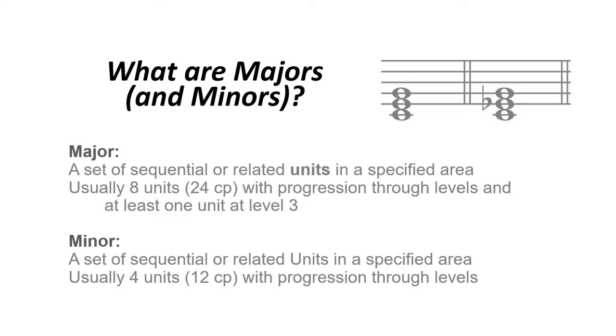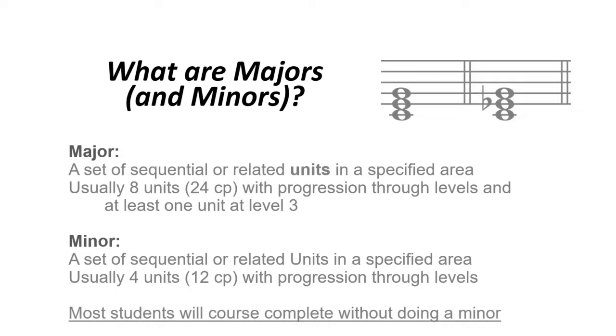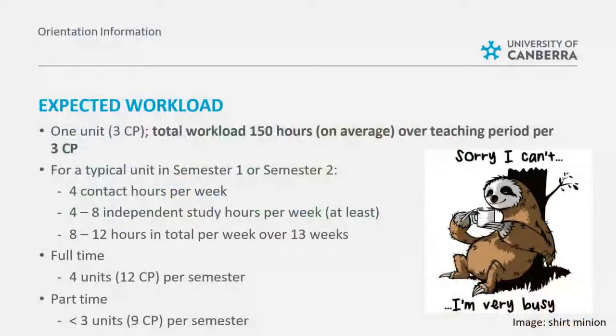We have particular requirements within the Bachelor of Science, Environmental Science that mean you'll actually complete more like 3 majors instead of any minors. However, you may hear references to older courses that do make use of minors, so you'll know what they are now. So most of you, as I say, will complete your course without doing a minor.